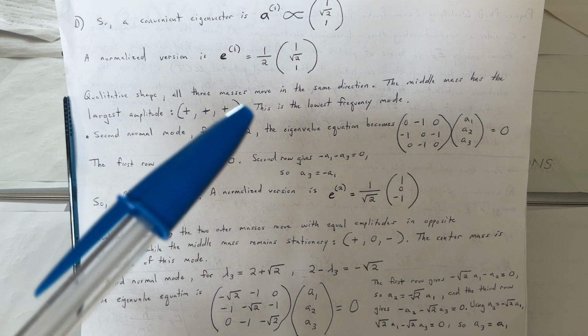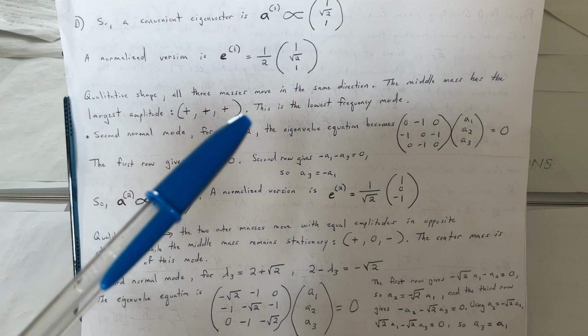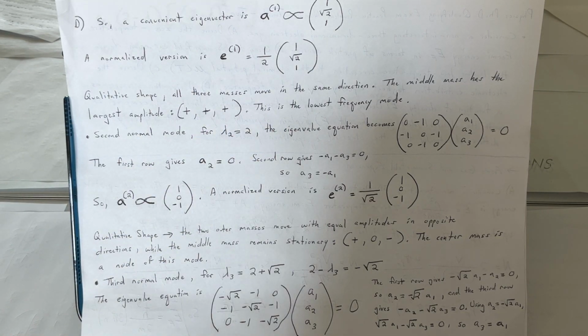And the qualitative shape: all three masses move in the same direction. The middle mass has the largest amplitude, plus, plus, plus, and this is the lowest frequency mode.